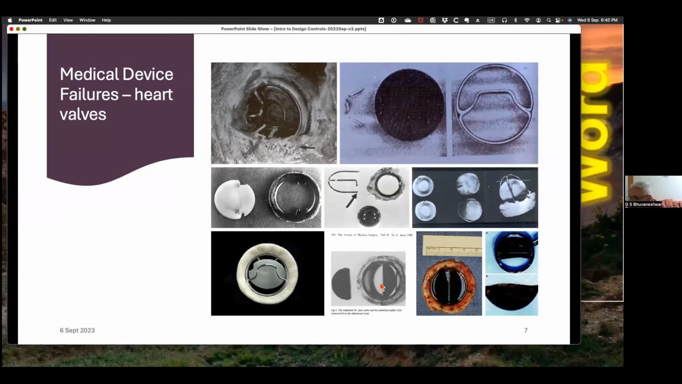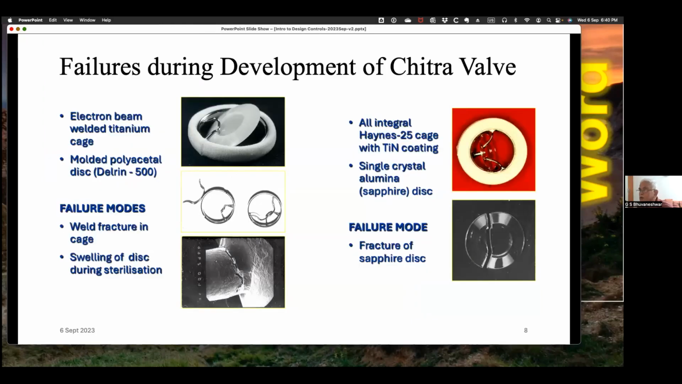This is, I think, one of the bileaflet valves where the disc has escaped, broken, and so on. These are classic failures of mechanical valves that can happen, and maybe occasionally do happen even today, despite all the care that has gone into them.